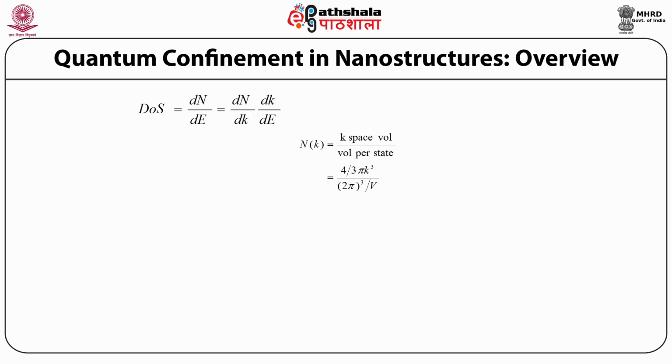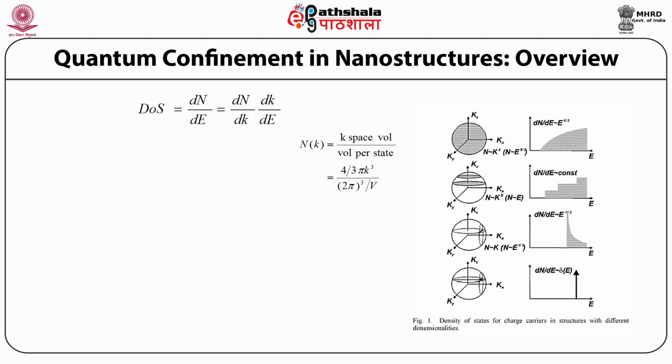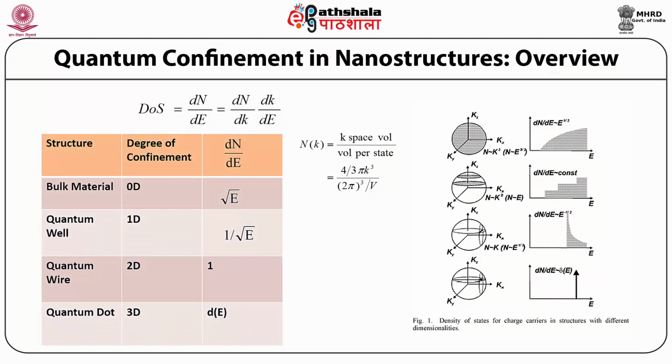Now, as shown on the right hand side figure, which shows the density of states for charge carriers in structures with different dimensionalities. Here we have taken a sphere. So the k space volume is given by 4 by 3 pi k cube divided by 2 pi cube divided by V. Now this table tabulates the structure, the degree of confinement and the dn by dE for each structure.